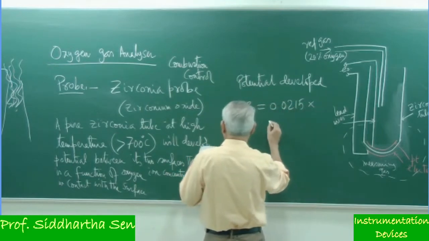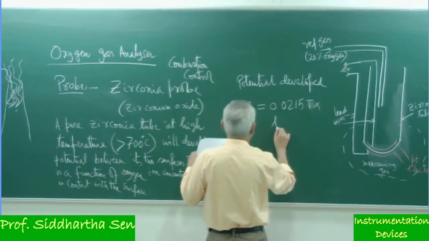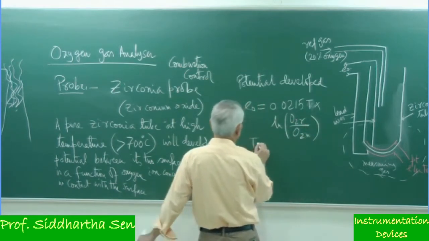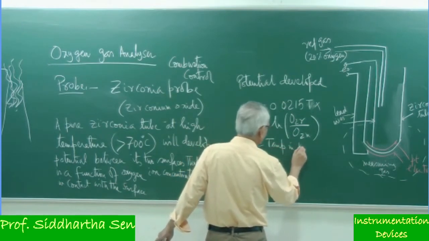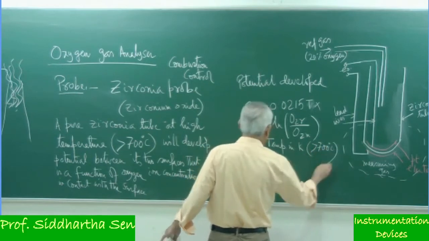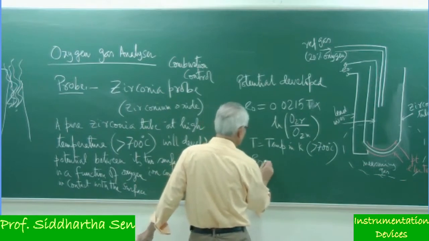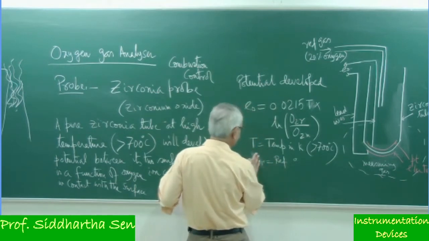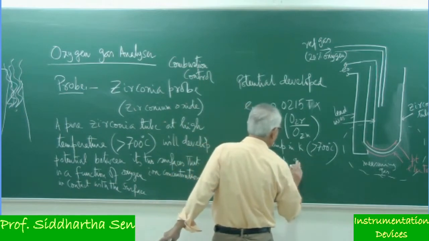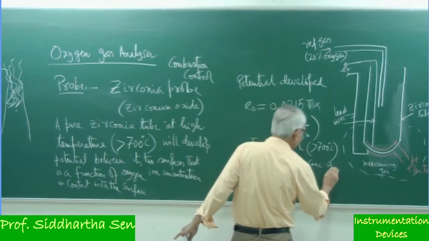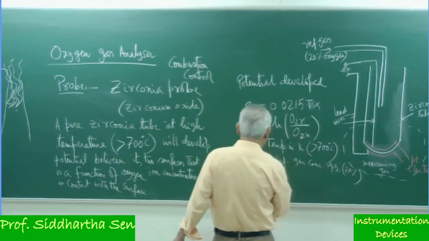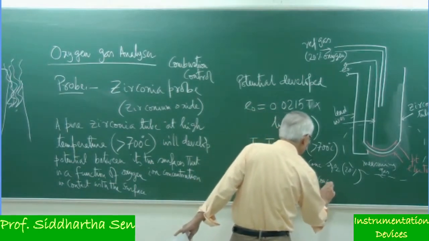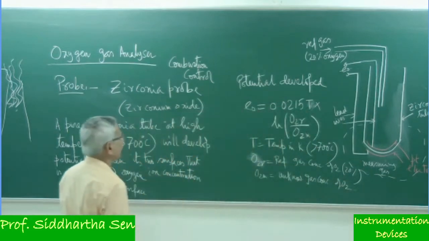0.0215 into T into log natural O2R divided by O2M, where T is the temperature in Kelvin, which is greater than 700 degrees Celsius, and O2R is the reference gas concentration of oxygen, that is 20%, and O2M is the unknown gas concentration of oxygen.